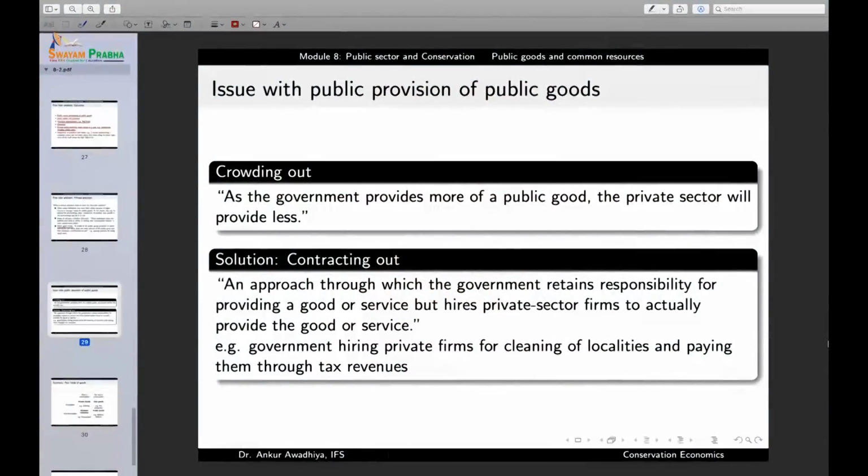But then the solution is to contract out, an approach through which the government retains the responsibility for providing a good or service, but hires private sector firms to actually provide the good or the service, such as government hiring private firms for cleaning of localities and paying them through the tax revenues. Now, in this case, the private sector will be working because they are actually doing the cleaning operation. But because the government is acting as an intermediary by paying them through the tax revenues, so in this case, the free rider problem gets solved automatically because the government ensures that these private sector firms get money for doing the work. So this is an option.